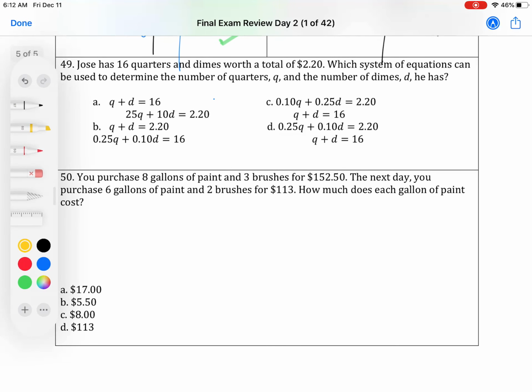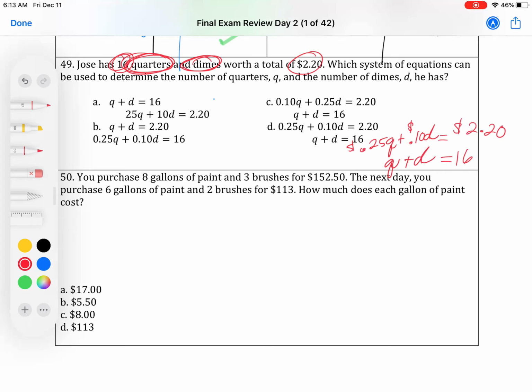All right, 49, it just wants you to set it up. You guys are good at coins. This is my favorite type. So we have a total of 16 quarters and dimes. I'm going to write equals 16. We have $2.20. So I'm going to put the value of a quarter, 0.25, plus the value of a dime, 0.10, and it's money plus money equals total money. Then if there's 16 coins, those coins are quarters and dimes. Find the answer choice that matches those equations.